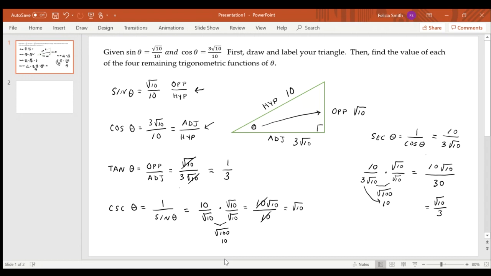And let's go ahead and do our last one, which is cotangent of theta. This is the same thing as 1 over tangent of theta. Or in this case, we're going to have our adjacent side on top, which is 3 radical 10. And we're going to have the opposite side on the bottom, which is radical 10. And then we can go ahead and reduce for a final answer of 3.